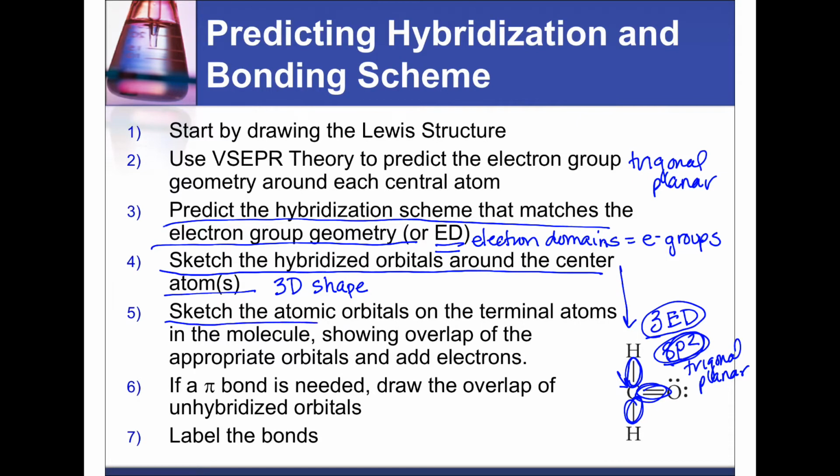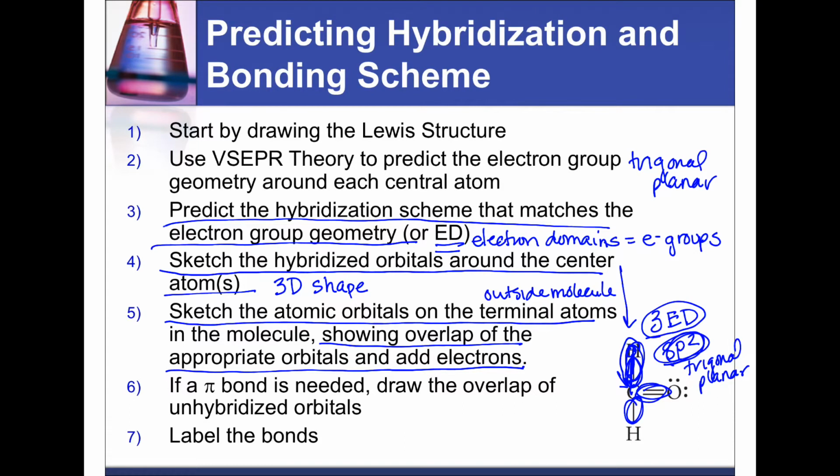Next, we would sketch the atomic orbitals on the terminal atoms. Remember, terminal atoms mean the outside of the molecule. And we are going to show the overlap of appropriate orbitals and add electrons. That basically means we just need to make bonds by looking at the atomic and hybridized orbitals that those atoms would use to bond.